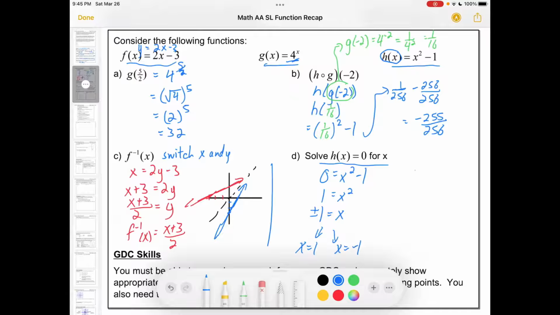Another way that we could have done this is by factoring, since we had a difference of squares, and that might make it easier to find those answers. X is negative 1, and x is 1. Okay, harder to miss the two possibilities when we factor.